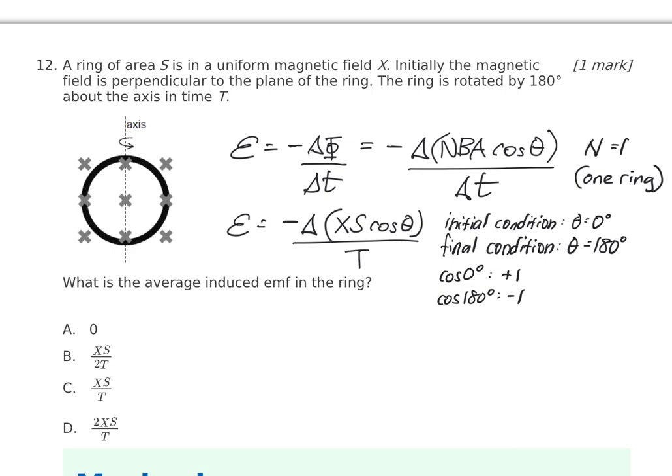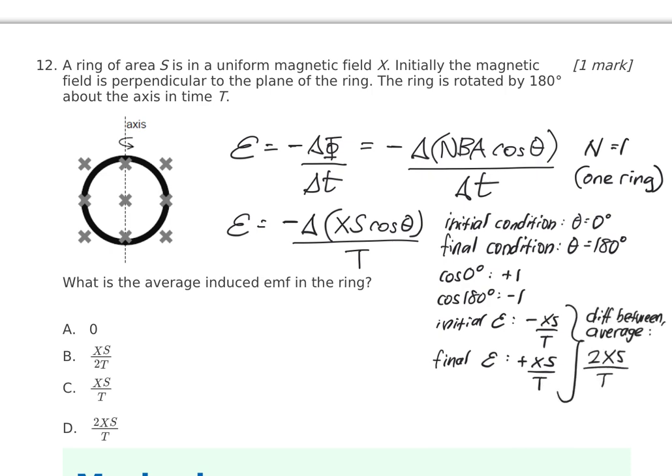So if we go from 0 degrees to 180 degrees, we go from a positive XS over T to negative XS over T. And so the average induced EMF is the difference between those two, going from negative XS over T to positive XS over T, or vice versa. I don't even really care. That's double. That's 2XS over T, and so our answer is D.